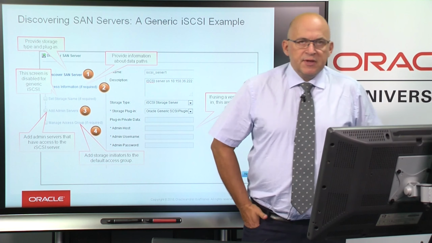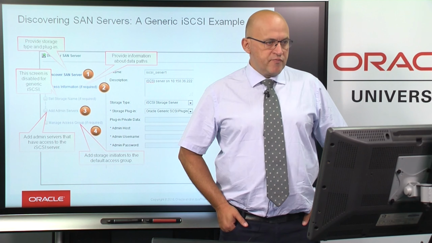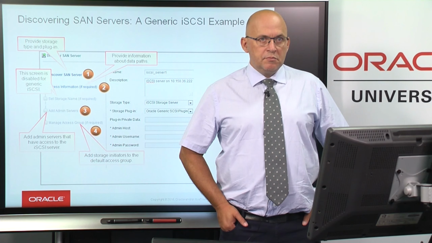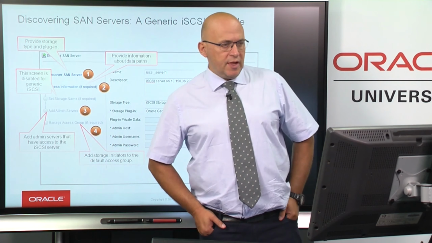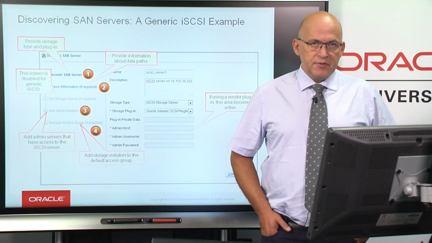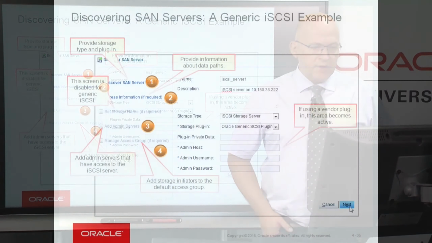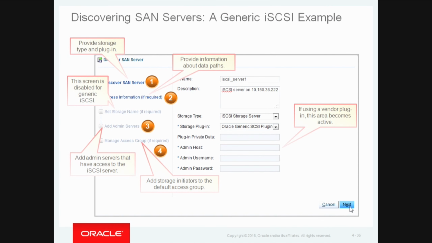How do you discover the SAN servers? We have the discovery panel, and we will also run the labs to see how this works. You just have to give a name of the server which is exporting this kind of information, a description, and then choose the storage type. In our case, it's the SCSI server. The plugin is the generic one, because so far we are not using more specialized vendor plugins.